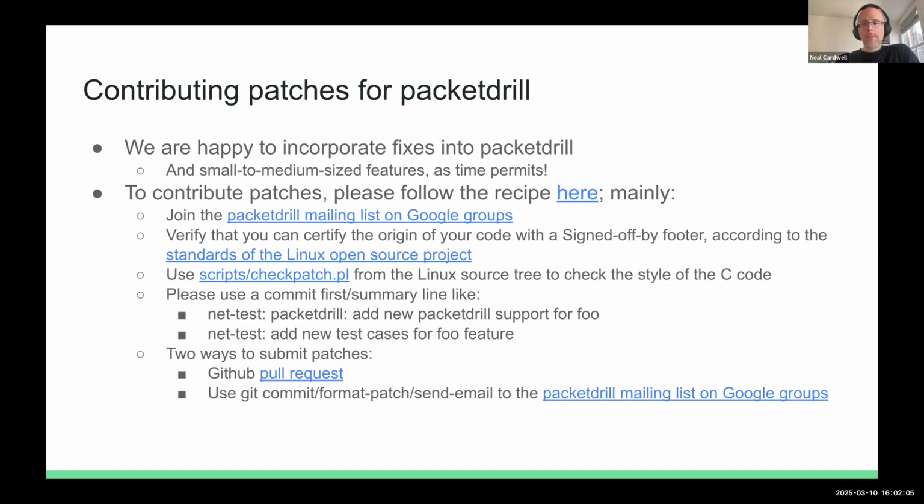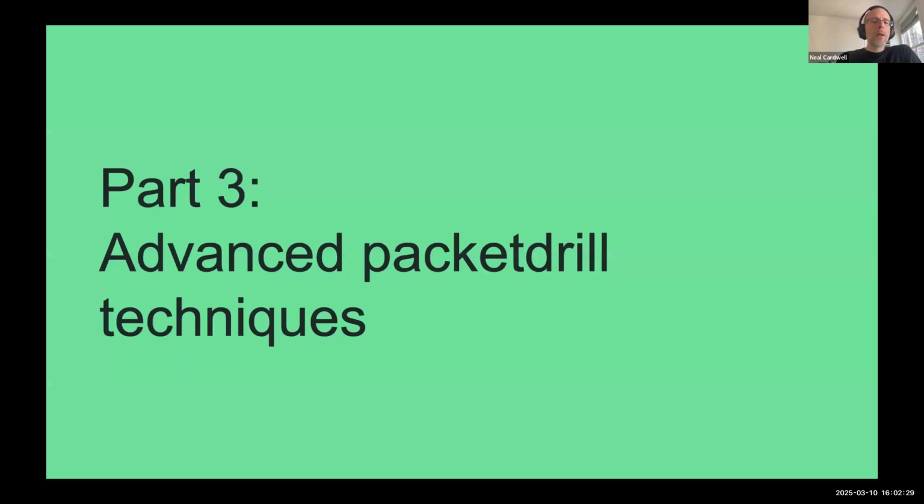You can certify that you can sign off that this code is okay to submit. We like folks to use the checkpatch script from the Linux source tree to check the style of the C code. We suggest that style for the commit first line summaries. And then you're welcome to post patches either as a GitHub pull request or using old-fashioned emails to the mailing list, just like with the Netdev list.